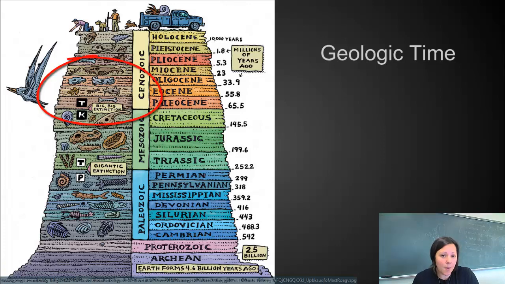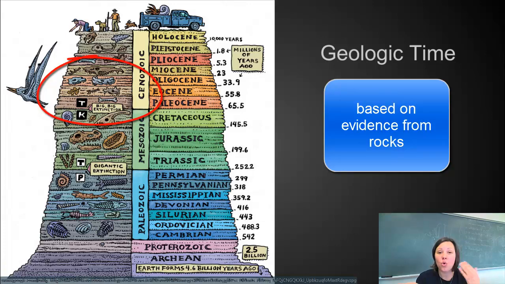The story scientists come up with all deals with what's in the rock, how old a rock is, and understanding some basic principles. Rocks that are at the bottom are older than rocks at the top.